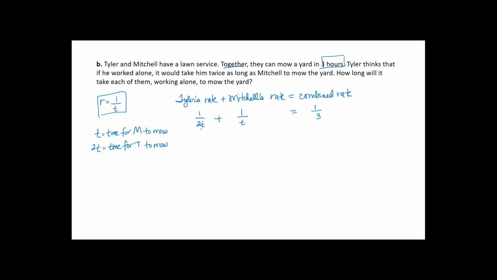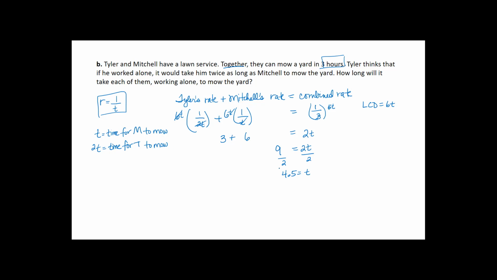So the least common denominator between 2t, t, and 3 is 6t. So we need to multiply each term by 6t. And the resulting equation will be just 3 plus 6 is equal to, 3 goes into 6, 2 times t is 2t. So 3 plus 6 equals 2t, or 9 equals 2t. And then divide each side by 2, so we get 4.5 is equal to t.